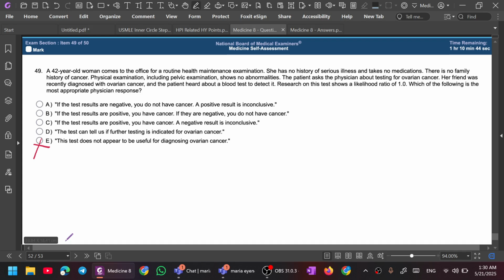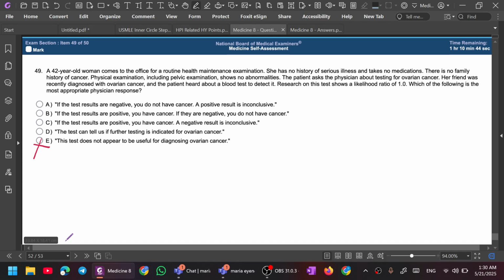Positive likelihood ratio: patient with the disease will have a positive result, and patient without the disease will have a positive test result. Okay, so it's the positive. It can be calculated by dividing the sensitivity by 1 minus specificity.